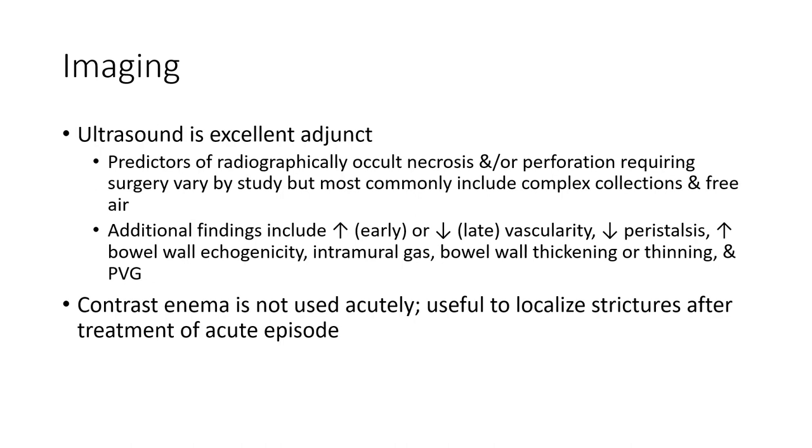Ultrasound is an excellent adjunct. Predictors of radiographically occult necrosis and/or perforation requiring surgery vary by study, but the most common include fluid collection and free air. Additional findings include increased or decreased vascularity, decreased peristalsis, decreased bowel perfusion, intramural gas, bowel thickening and thinning, and portal venous gas. Contrast enema appears useful to localize stricture after treatment of the acute episode.